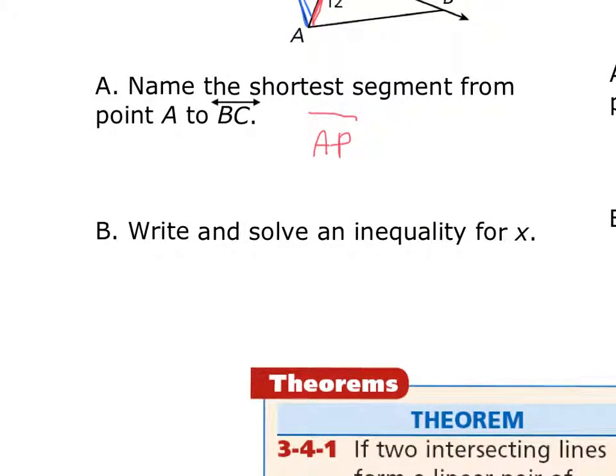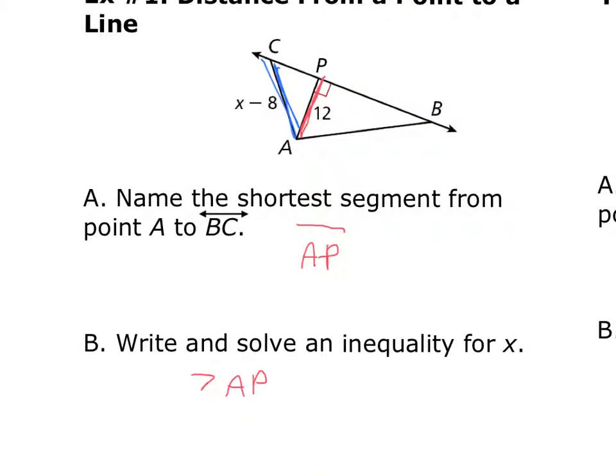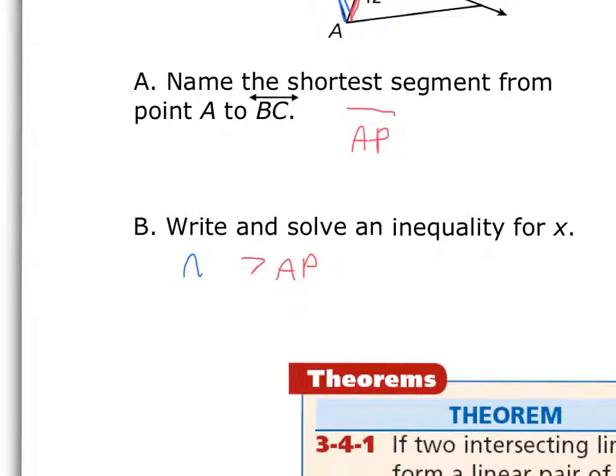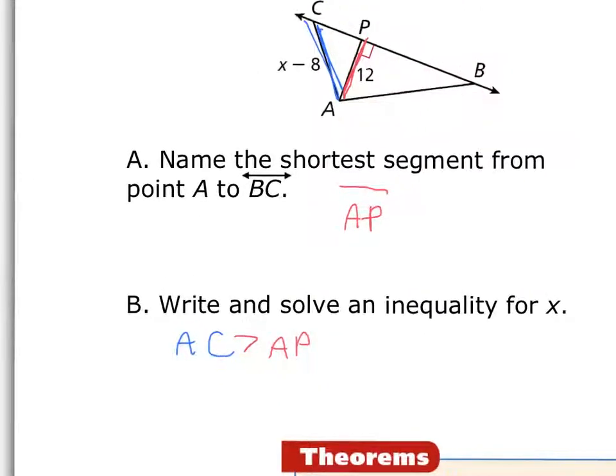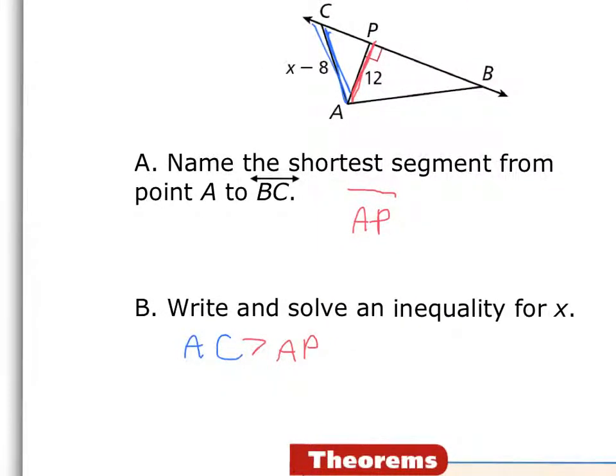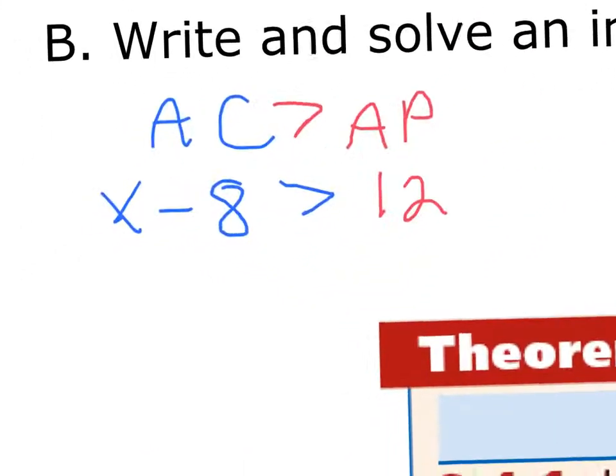Okay, so we want to write an inequality that compares AP and AC. It says we want to write and solve that inequality, and an inequality that you could write is, since AP is the shortest, it would of course be less than AC. So your AC is greater than AP. And since up top you were given different lengths, AC is x minus 8, so you can simply substitute that in. x minus 8 is greater than AP, which is 12.